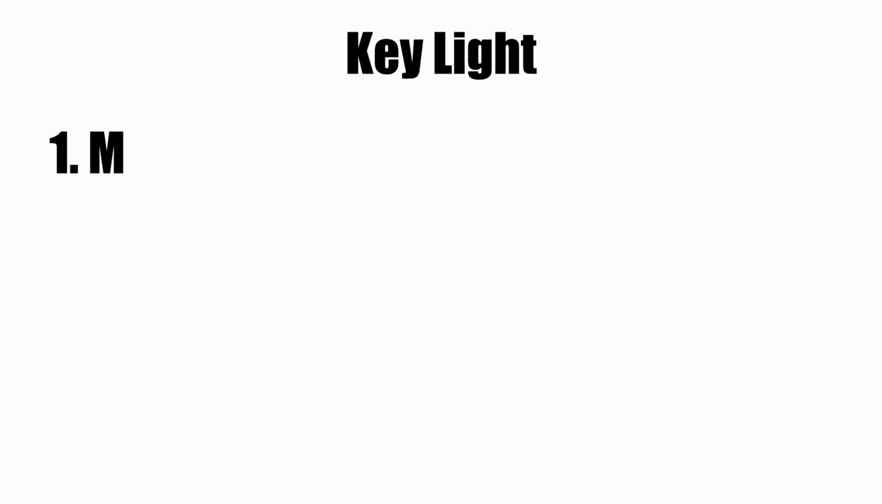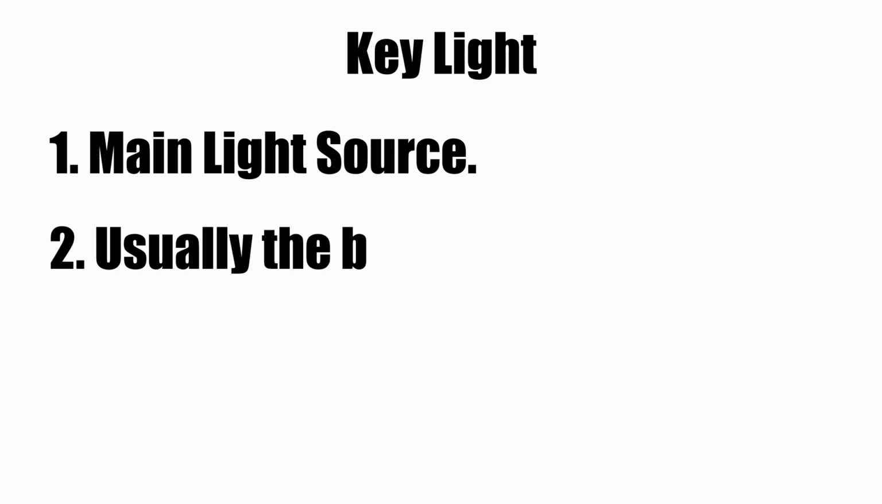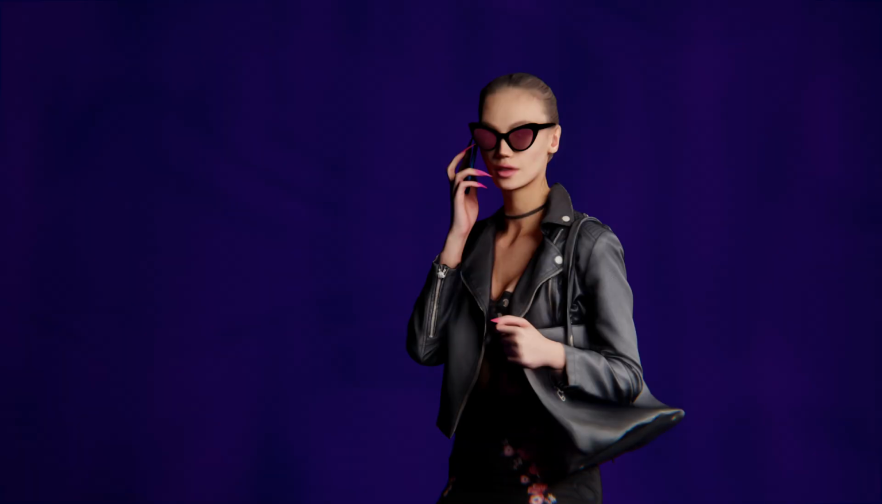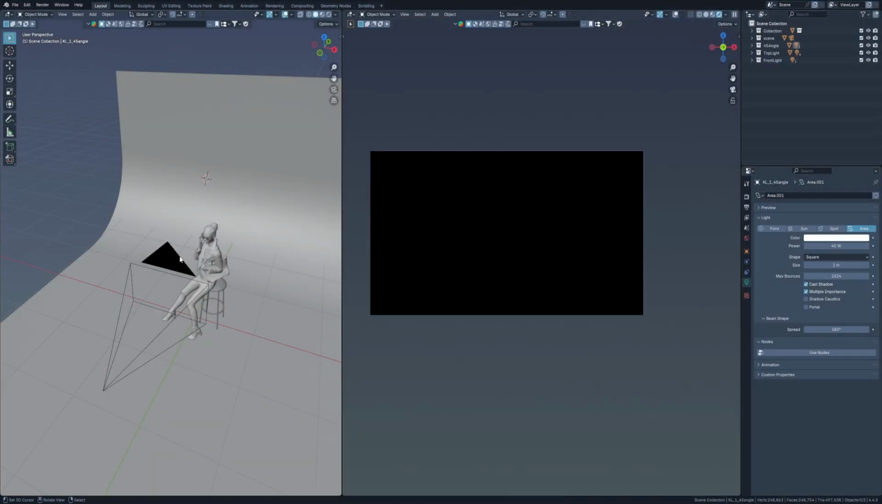So let's start with the key light. The key light is your main light source. It's usually the brightest light in the scene and it's the one that defines the look of your subject the most. On a character, this is the light that hits the face directly, and for non-human objects, it's the light that shows off the front or main detail of your model. So in my scene, I've set up 3 different key lights, one at a 45-degree angle, one from the top, and one directly from the front. We will look at them one by one.